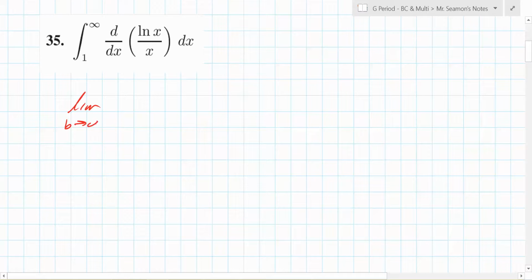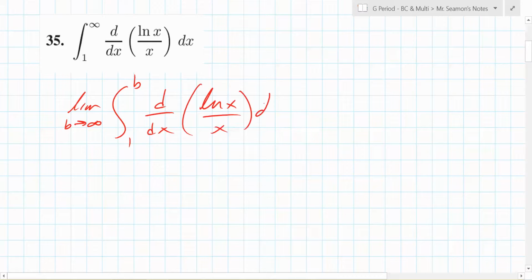Limit as b goes to infinity, integral from 1 to b, d dx of ln x over x dx. Now what? Can you take out the dx? What does the fundamental theorem of calculus tell us? It's just ln x over x. Correct. When you integrate the derivative, where do you get back to? The function itself. So what do you end up with?